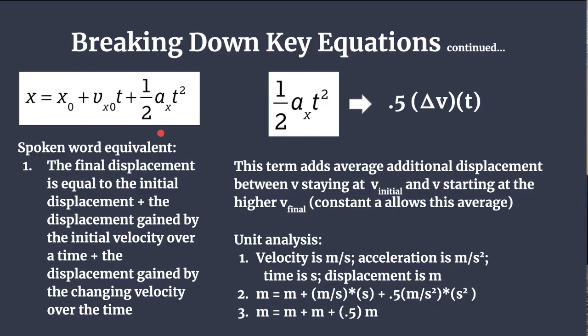For ease, I'm going to consider a situation with a positive acceleration. From here, I think of 1/2 as the constant that averages the additional displacement you would have if you started at the high final velocity with the additional displacement you would have if you stayed at the lower initial. Since it's speeding up, the rate that it's gaining displacement is increasing. Therefore, we have the 1/2 constant to account for this increasing rate. This final term ends up adding the additional displacement from the acceleration.